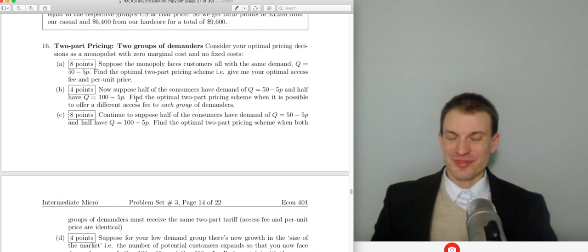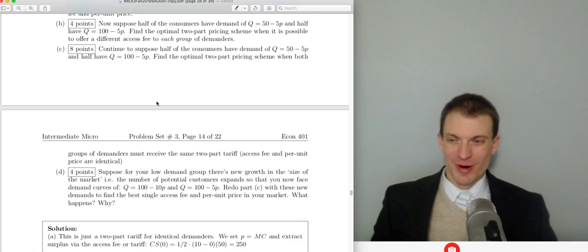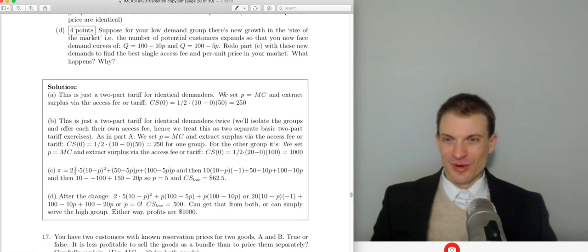Okay, well, this is fun. All right, so in the first case, we have one group of demanders. And so we just get your inverse demand, set price equal to marginal cost. Marginal cost was 0. So just find whatever is the area of that triangle, and that's going to be the access fee for part A. So set price equal to marginal cost, extract surplus via the access fee. Consumer surplus at a price of 0 is going to be 1/2 times 10 minus 0 times 50, or 250.